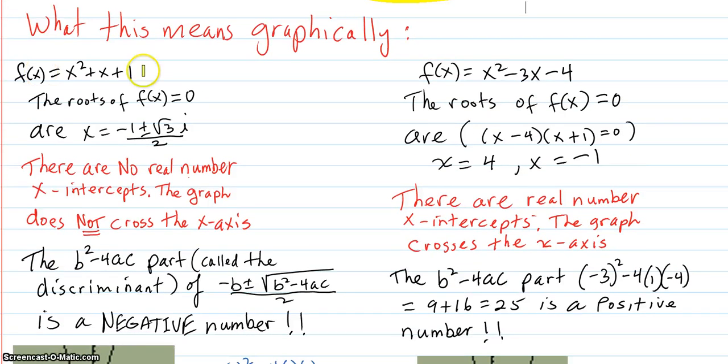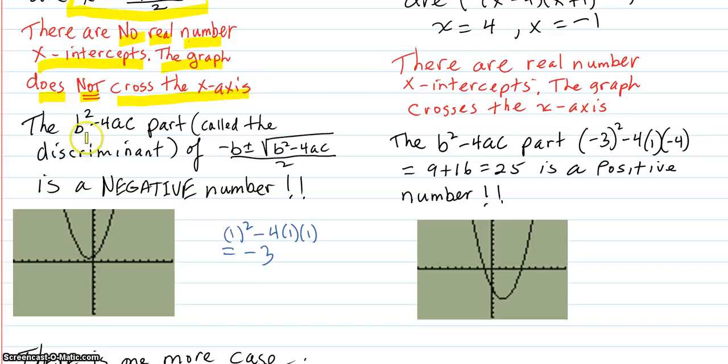Let's go over to this side first. Let's take that function. The roots of that function set equal to 0, as we saw, come from the quadratic formula, and you get this i in there. It means that there are no real number x-intercepts, because these roots are supposed to be the x-intercepts, but they're not real numbers, so they can't be on the x-line. So the graph does not cross the x-axis.